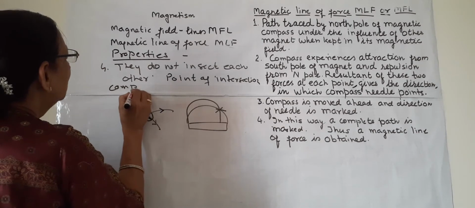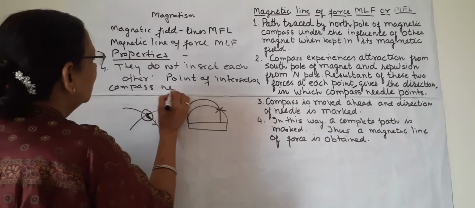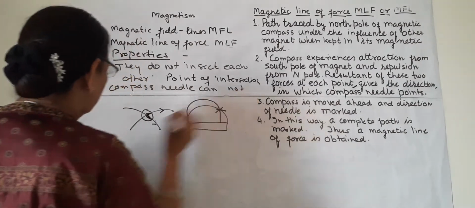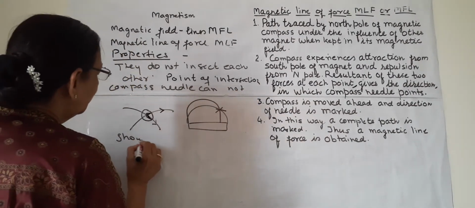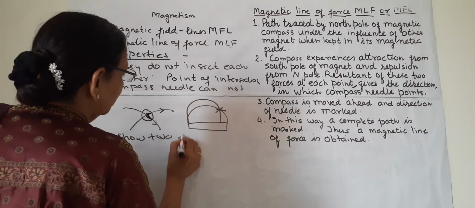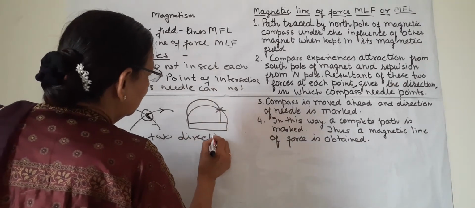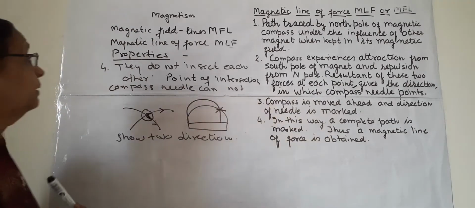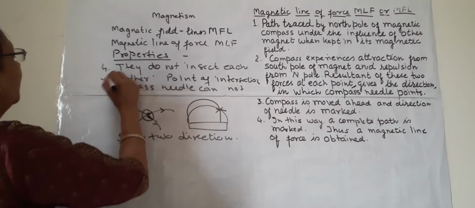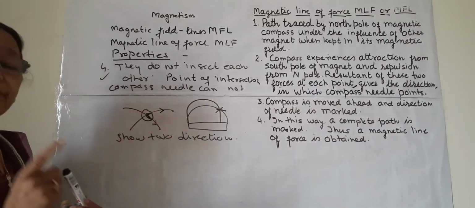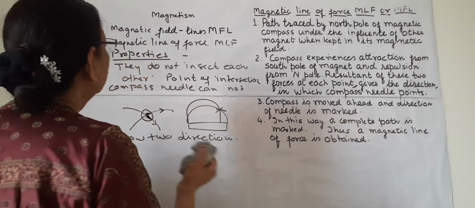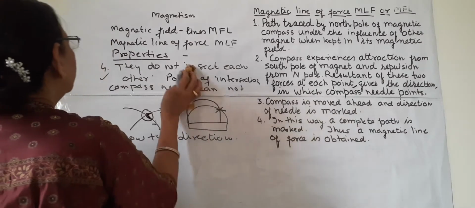the compass needle cannot show two directions. So two lines cannot intersect each other. This is the fourth and important property of magnetic field lines. So this is how the magnetic field lines and their properties are.